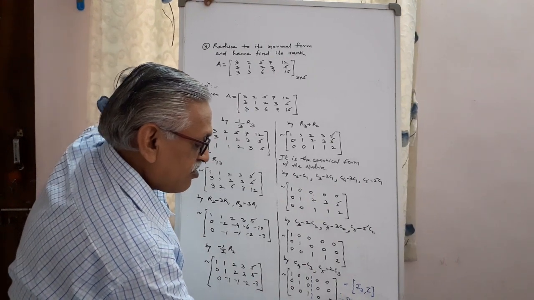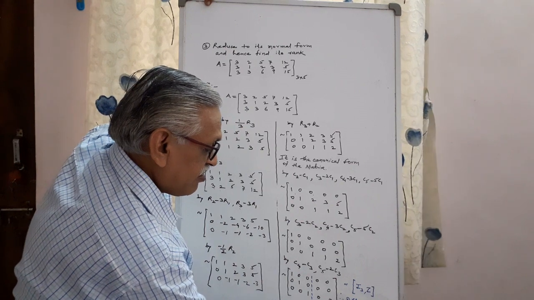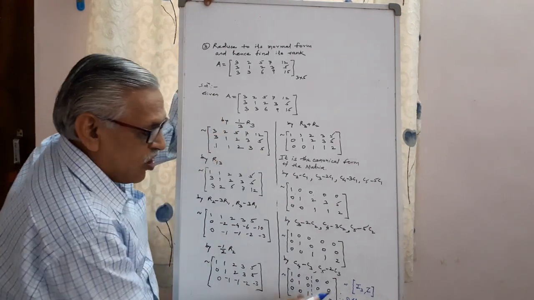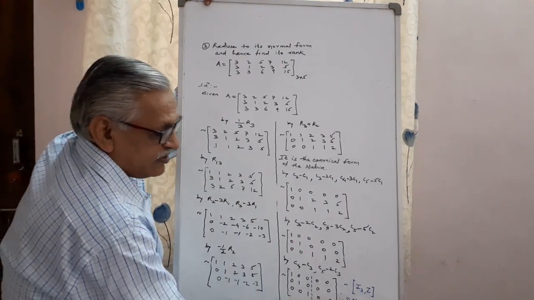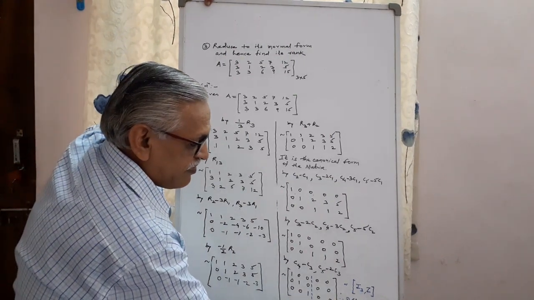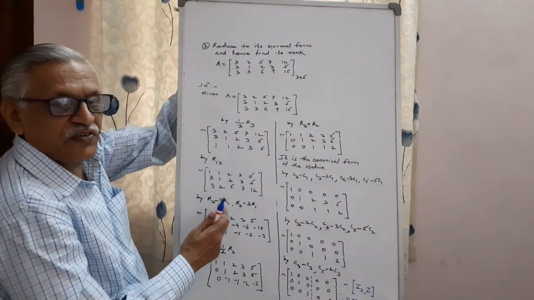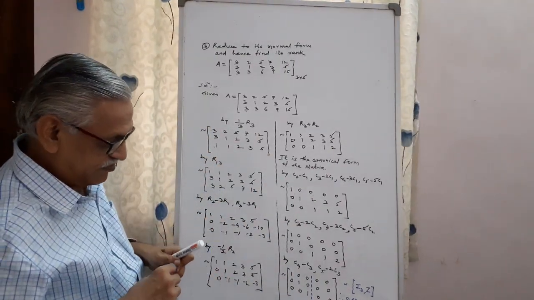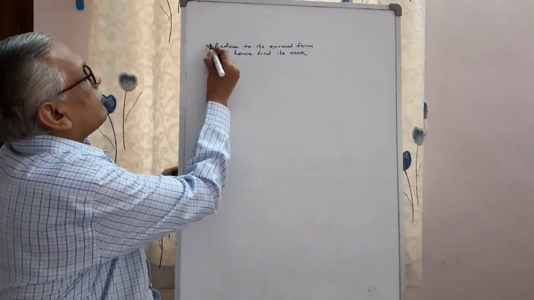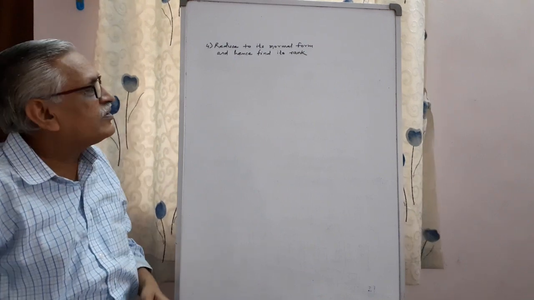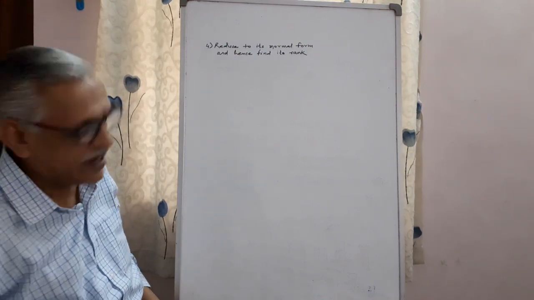Therefore, the rank of A is the order of this identity matrix, and what is the order here? The order is 3. Therefore, the rank of the matrix is 3. That is the required answer. Now we go for one more. Again, reduce to its normal form, and hence find the rank.